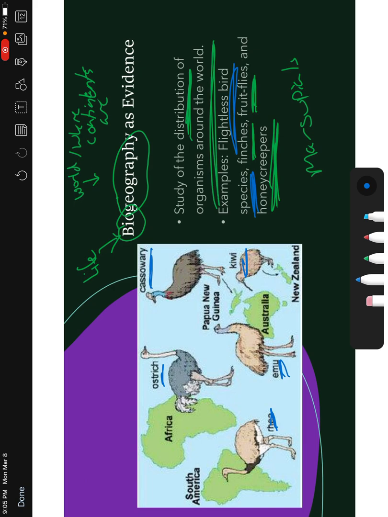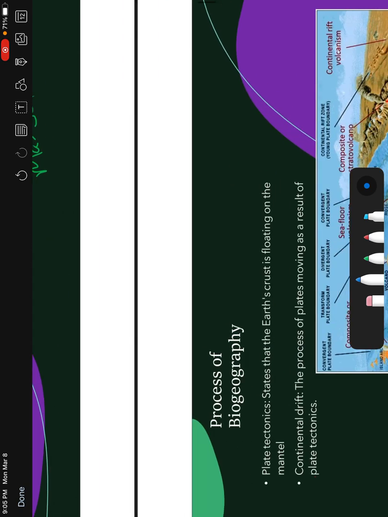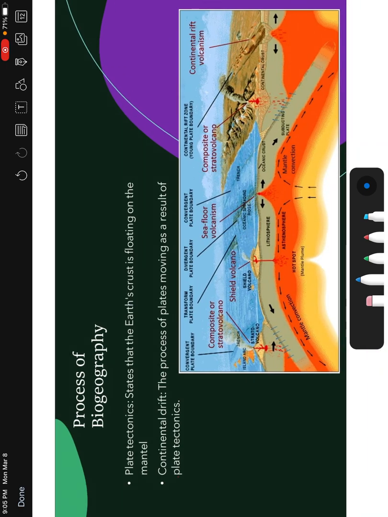But before we do that, we need to take a look at the mechanisms of biogeography, or what drives biogeography. And that would be two things. First being plate tectonics, and the second being continental drift.